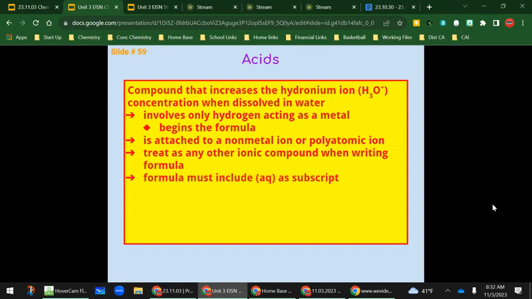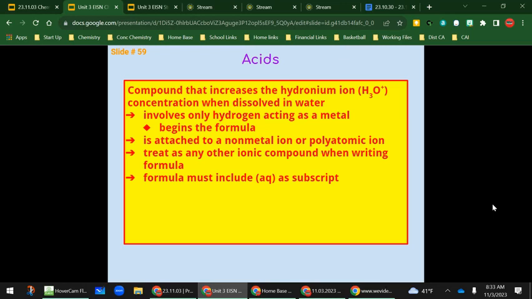But one of the things that you have to do is to indicate that it is dissolved in water, because that's the only way you can increase the hydronium ion concentration. After an acid, we put (aq) in parentheses down next to the subscript, or next to the final part of your compound. So that is another way of recognizing an acid right away, because it will say (aq).